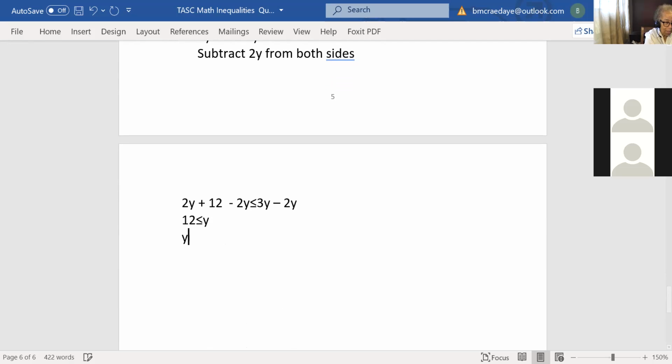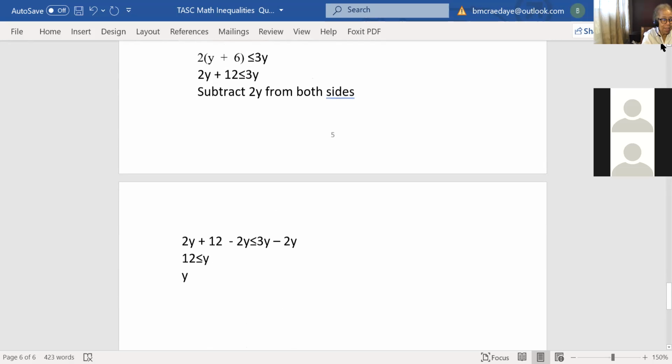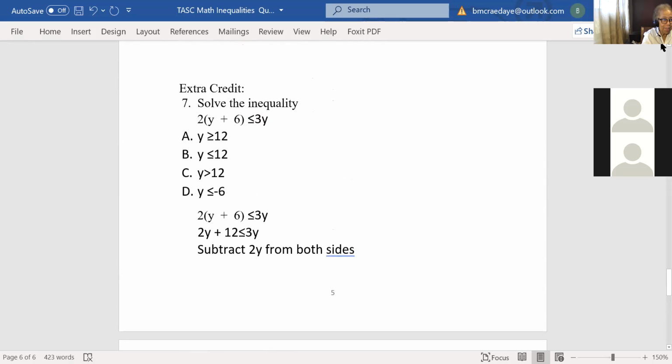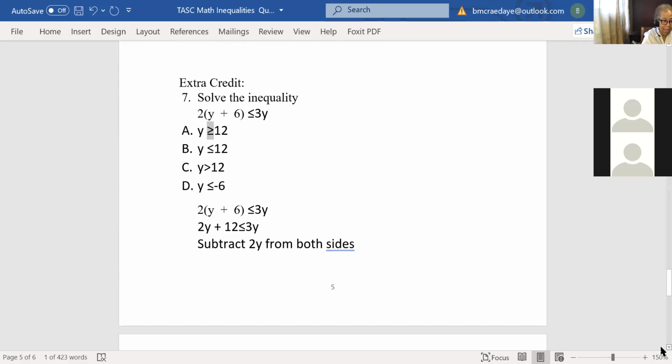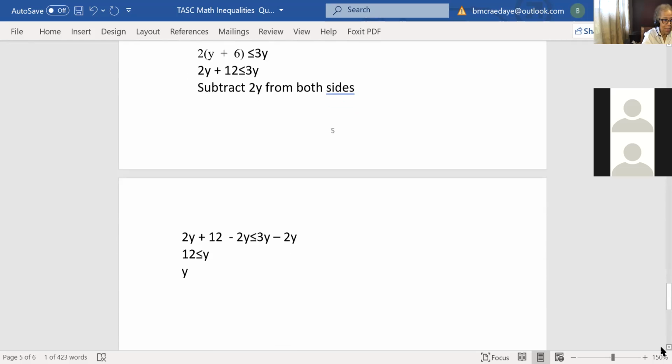So you put y, and what do I get? What's the inequality symbol? It's the reverse of the less than or equal. So turn it. So it's greater than or equal, right? Yes, that's right. So it would be A. Greater than or equal. Yes, and that's A.